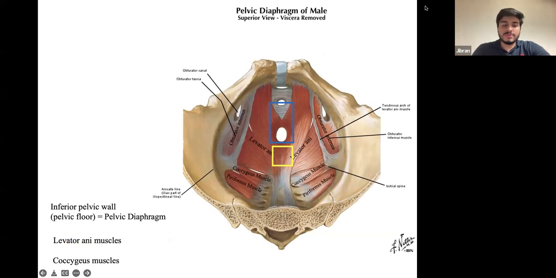Okay, so we'll start with what the pelvic floor is. I guess you guys have another lecture on the pelvic floor. It's basically the levator ani muscles and the coccygeus muscles. You also have the piriformis muscle here and the obturator internus. The levator ani basically forms the pelvic floor, also known as the pelvic diaphragm.